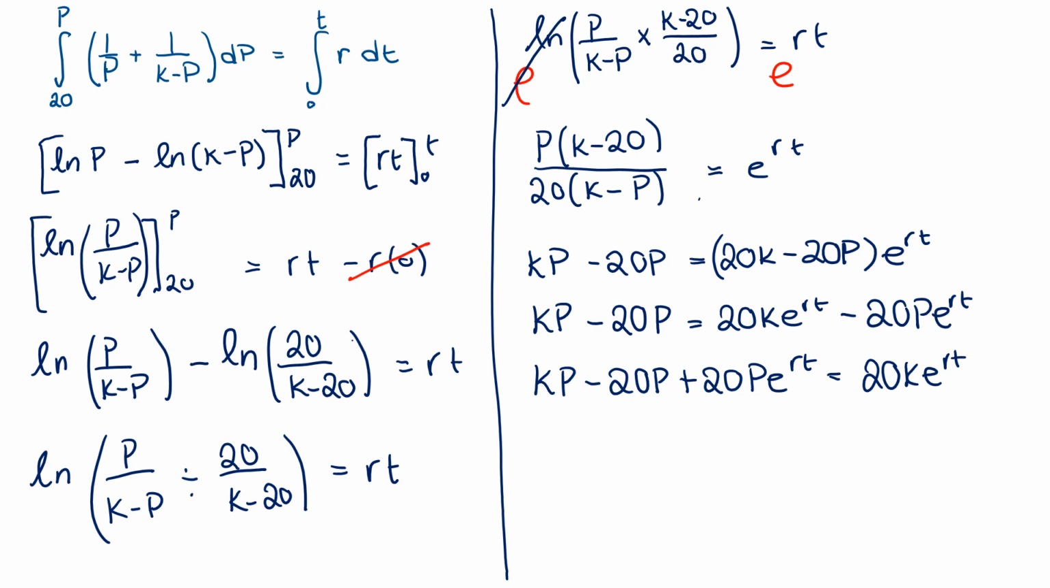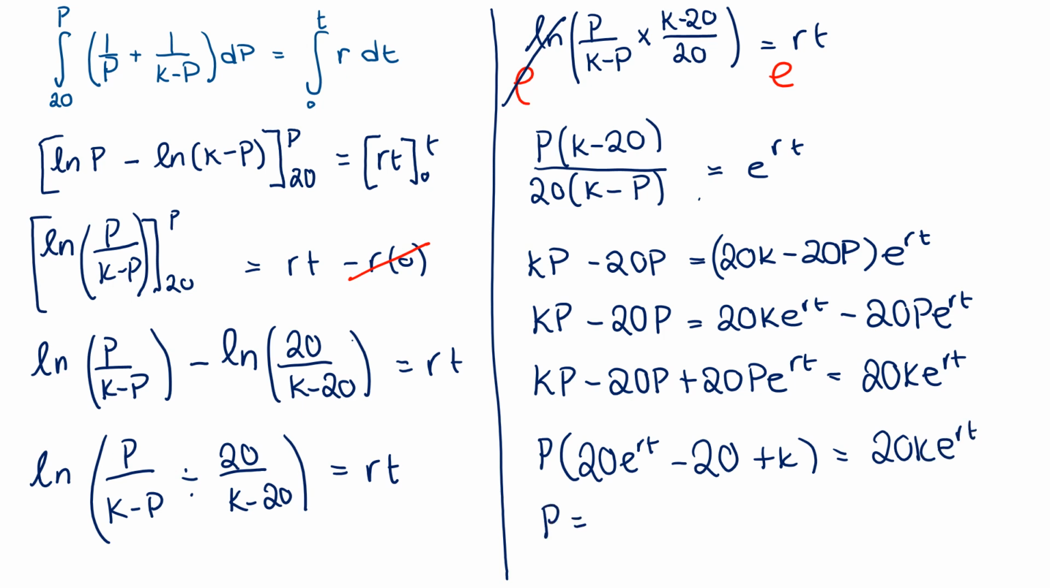We want to pull out our p, and then we're left with a 20 e to the power of rt, a minus 20, and then a plus k. And then the final step, to get p on its own, we get p equals 20k e to the power of rt divided by 20 e to the power of rt minus 20 plus k, which is our differential equation solved.